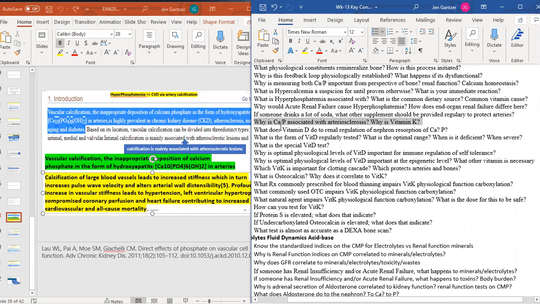So why is calcium and phosphorus associated with arteriosclerosis, and why is vitamin K? So we already answered that. What does vitamin D do to renal regulation of nephron resorption?